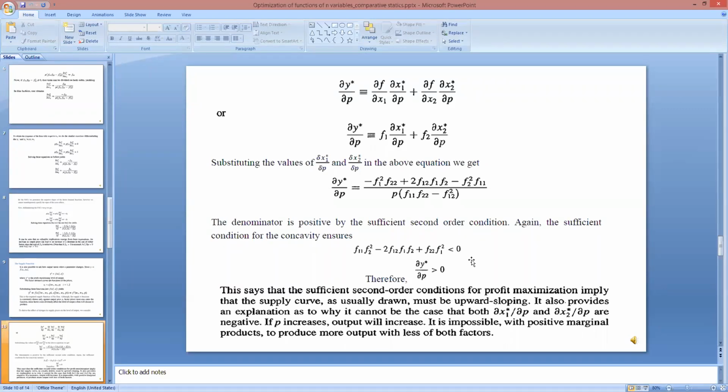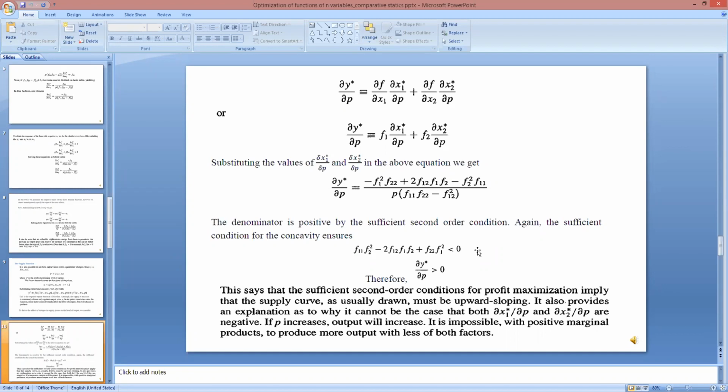For the time being, please try to remember this expression: f11 f2 square minus 2 f12 f1 f2 plus f22 f1 square, that is the negative of the above expression, and that will be negative. This we will do in the next class when we start talking about constrained optimization. The only difference between unconstrained and constrained optimization with respect to the second order condition is that in constrained optimization, we incorporate the idea of quasi-concavity and quasi-convexity.